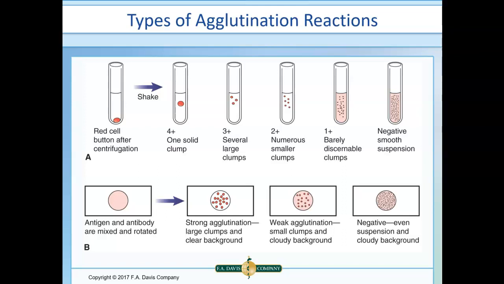We also can do the same test on a slide. So we can add some antigen and antibody on a slide, mix it together, and we can see the clumping taking place on the slide as well as a tube.